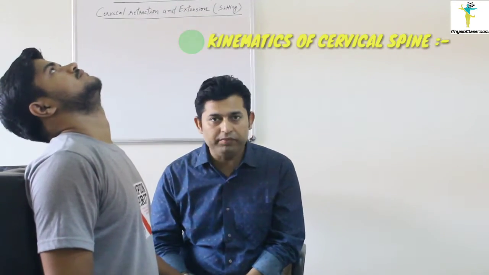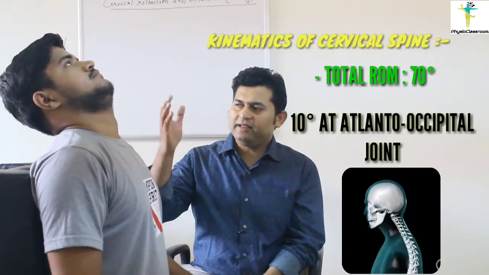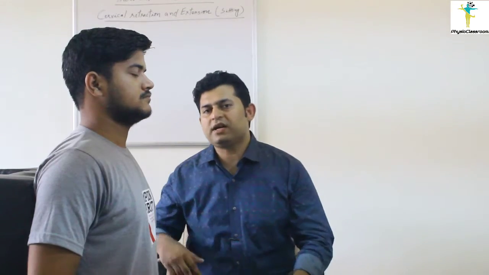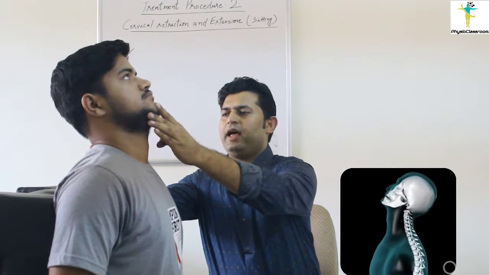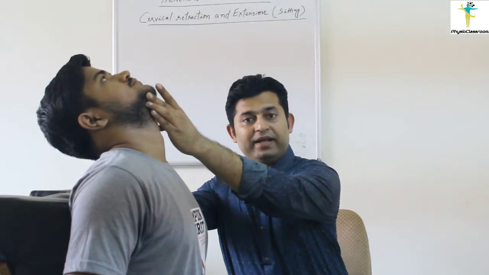So now let's understand the basic kinematics of the cervical extension movement. The normal range of cervical extension is around 70 degrees, out of which 10 degrees occurs at the level of the atlanto-occipital joint. And as the patient goes more and more into extension, the lower cervical spine starts participating in it. So how is it important in prescription of the exercise? As the patient starts going into extension, the upper cervical spine comes into action, and as the extension range increases, the lower cervical spine also starts participating in the movement.